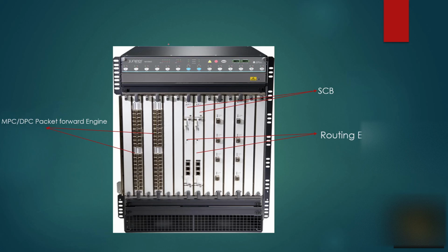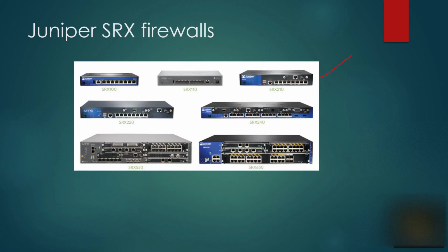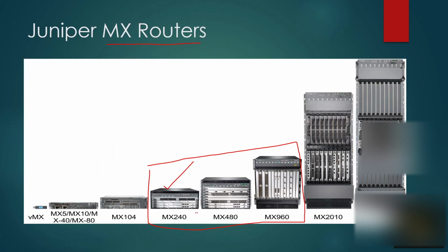Look at this. This device is called the MX series 960 model. The difference between MX960, 480 and 240 is simple. The line cards are all the same, but MX240 has 4 slots. Look at this: one, 2, 3, 4. In MX480, you have 1, 2, 3, 4, 5, 6, 7, 8. How many slots? 8 slots.